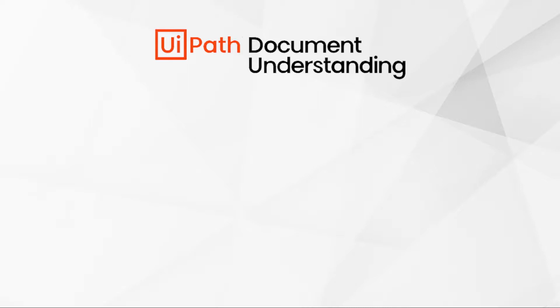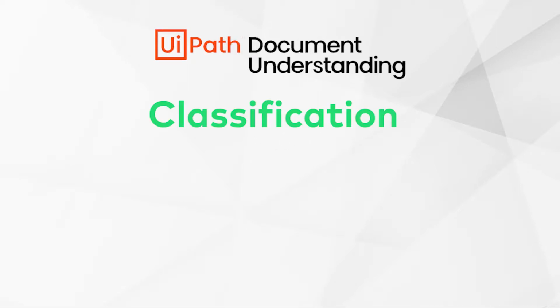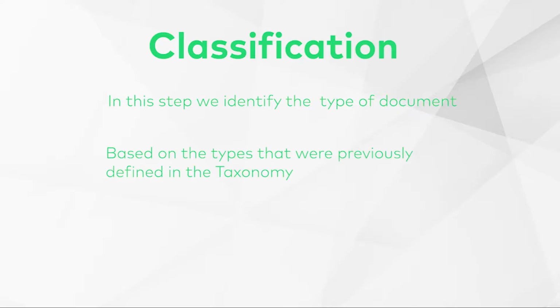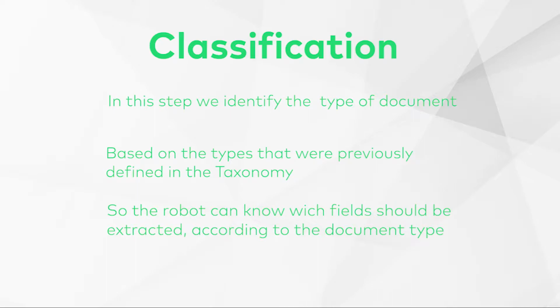Hello! In this video, I'm gonna show you the first step of document understanding, the classification. The objective of the classification is to identify the type of the document that is being processed, based on the types defined in the taxonomy, so that a robot can know which fields should be extracted from the file, as those fields were also defined in the taxonomy.